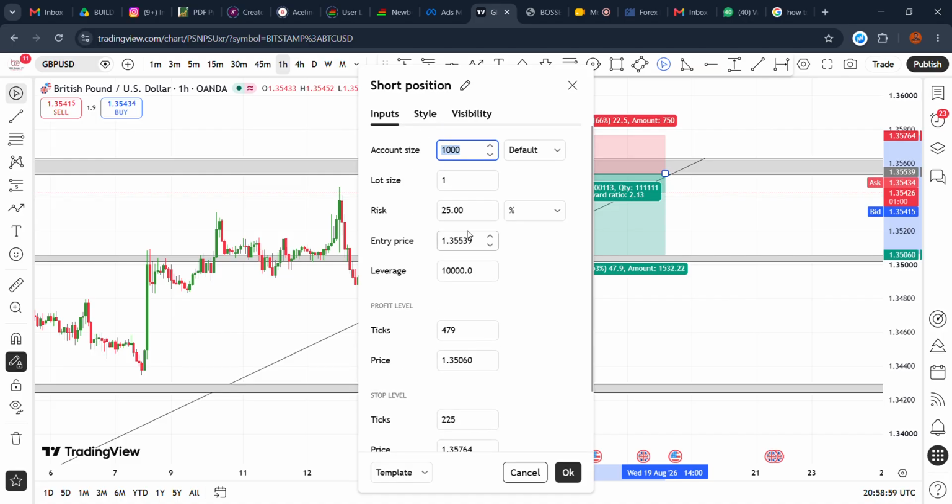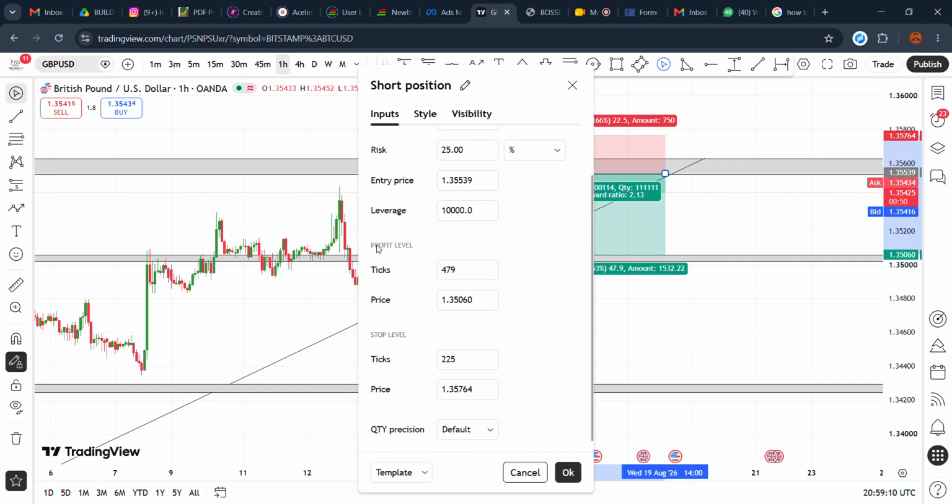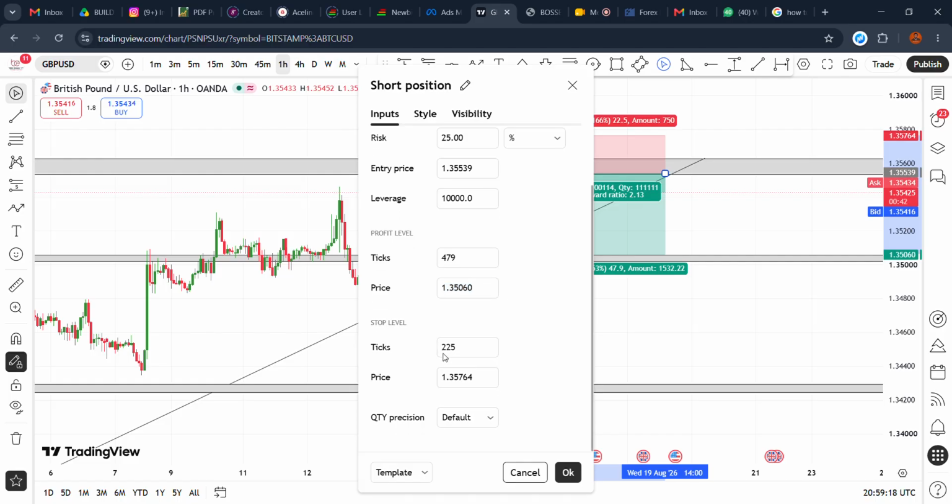Now this information tells you everything, your risk to reward, right? This is where the entry is. You can see profit level. This is the profit level, so this is the take profit. You can just copy it and paste it. Then stop loss level, this is the stop loss. You can copy it also and insert it on the Meta 5.